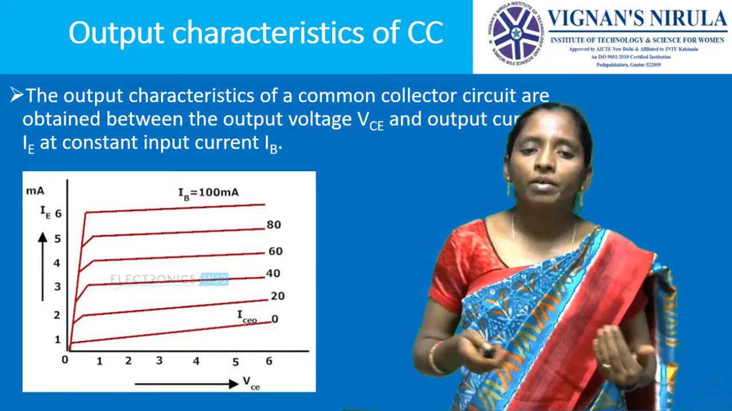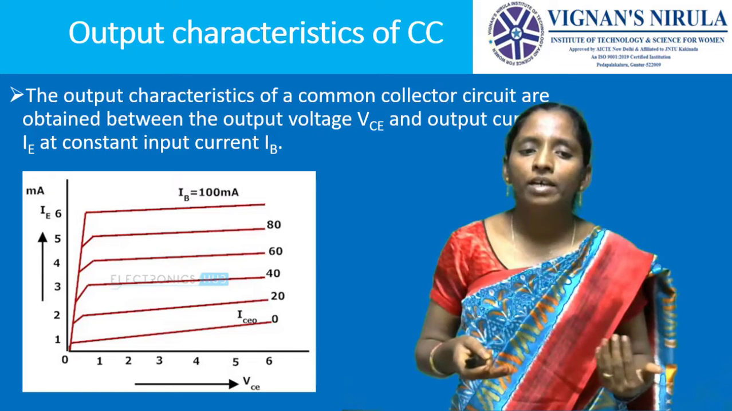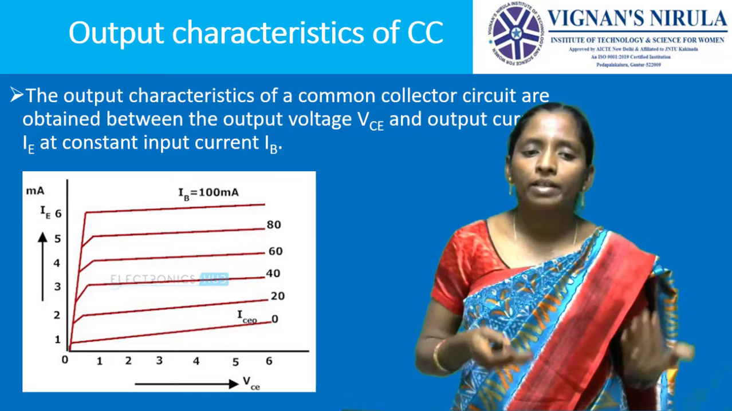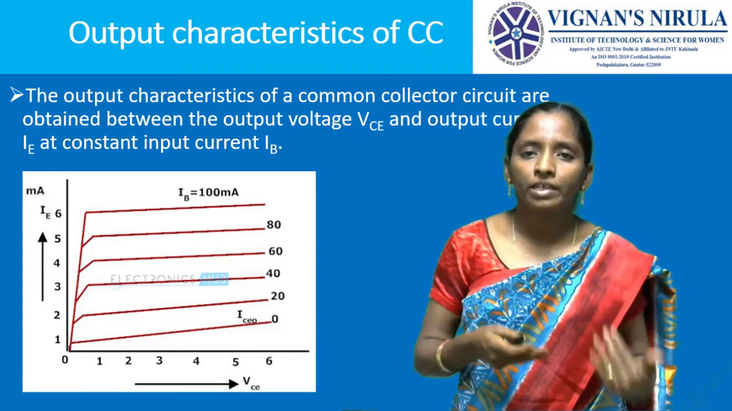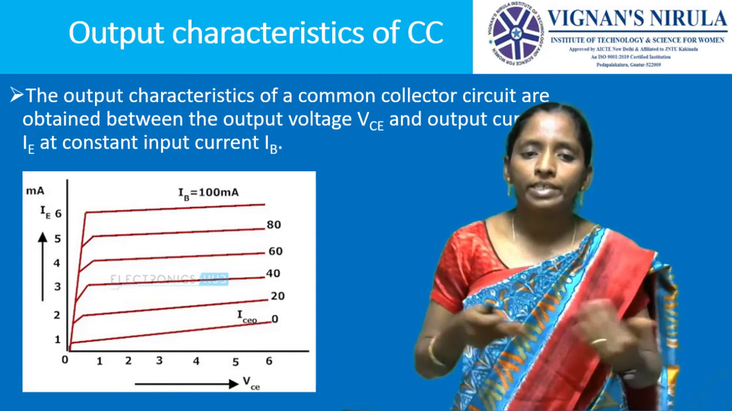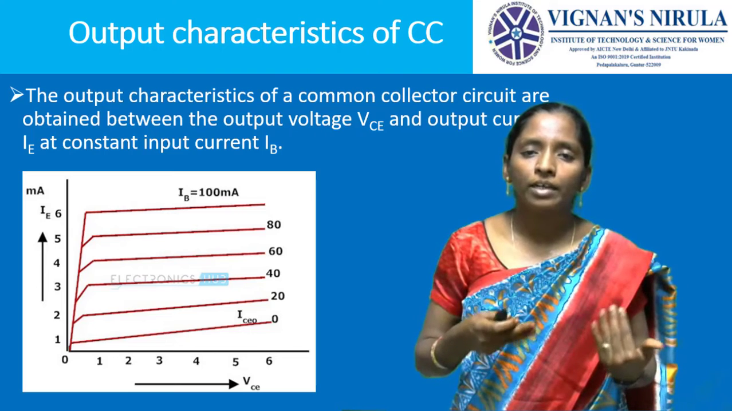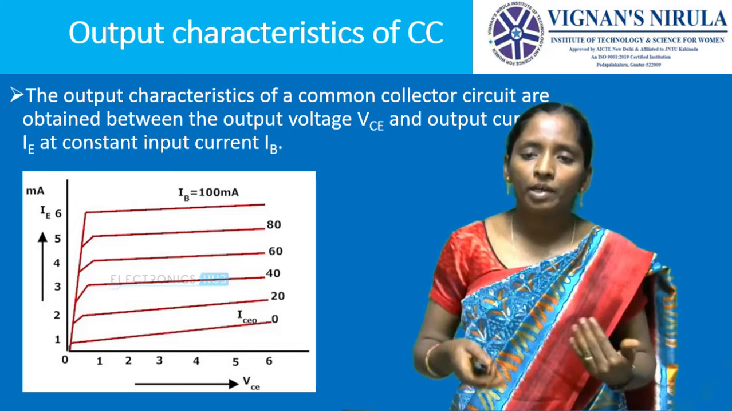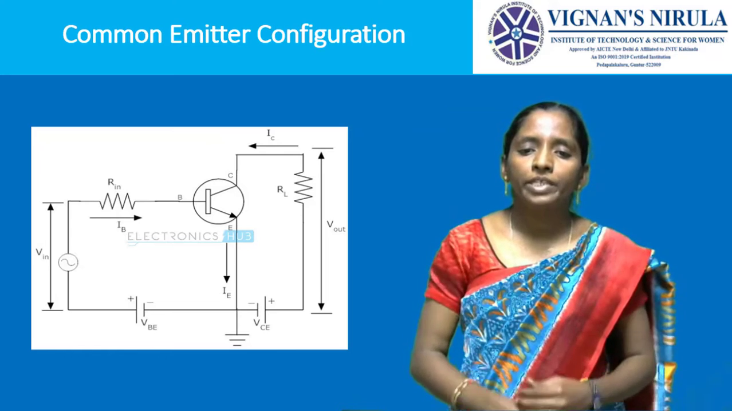The output current gets flattened because there is no amplification. Whatever current is present at the input, the output current is equal to it; the collector current and emitter current are both equal here. Common emitter configuration.